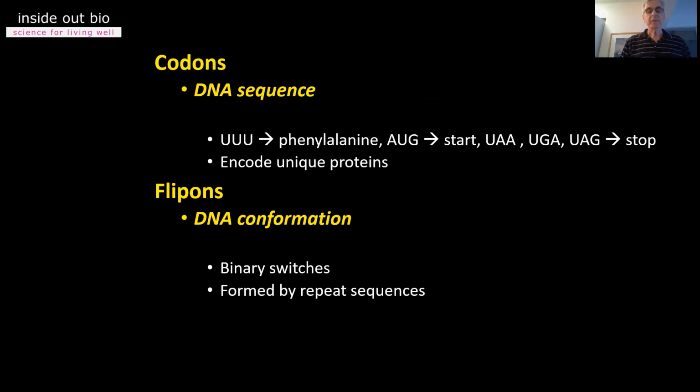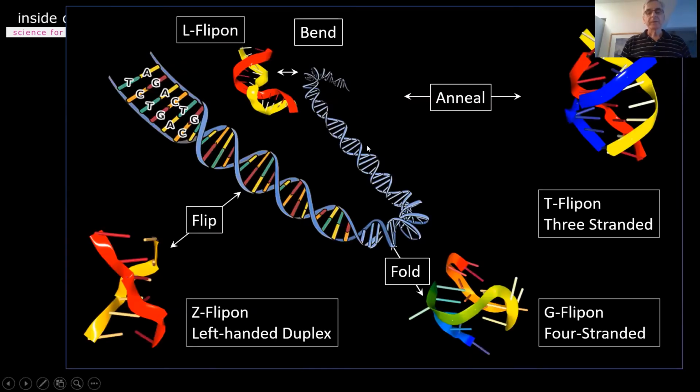But first of all, what does a flipon look like? If we start with the right-handed Watson-Crick B-DNA, we can bend it to form an L-flipon, an architectural element that's recognized by many cell proteins, or we can anneal another strand to the right-handed double-stranded helix and make a third-strand triplex, or we can refold the B-DNA double helix into a 4-stranded structure called a quadruplex, and we call that a G-flipon. Or else we can take the bases in the right-handed helix and flip them over to form a left-handed helix called Z-DNA.